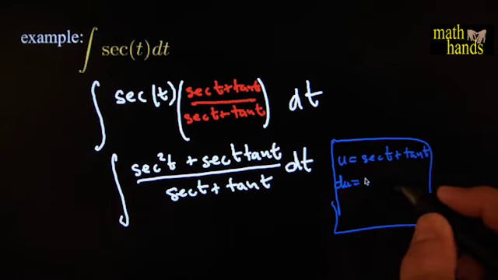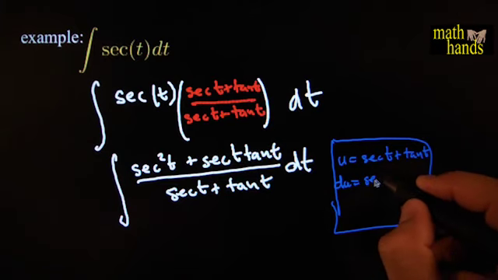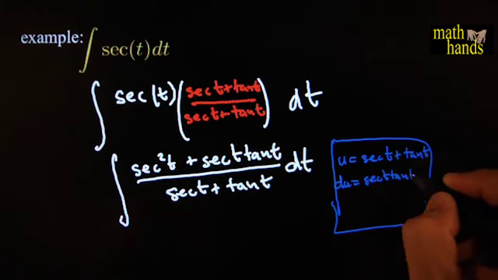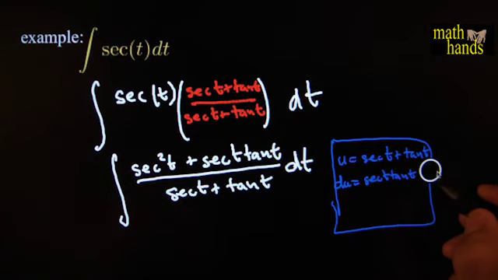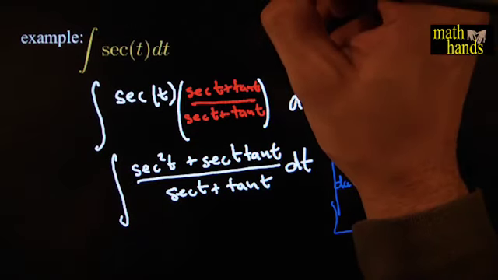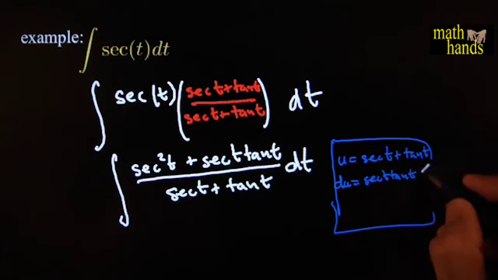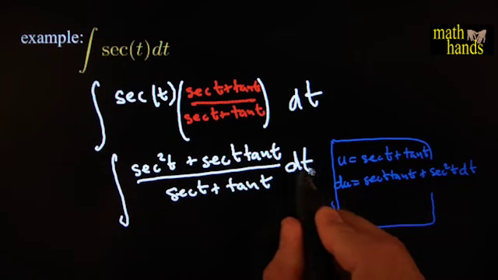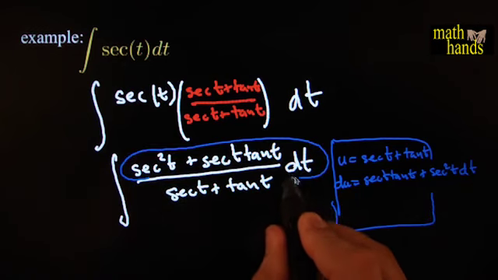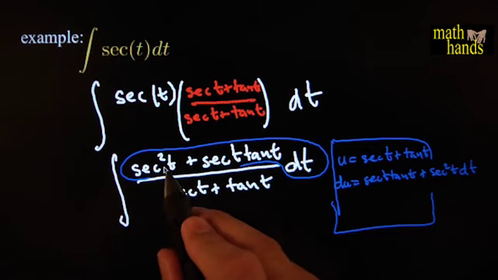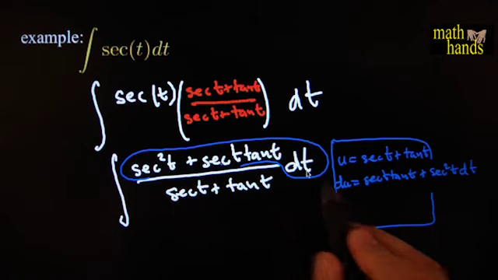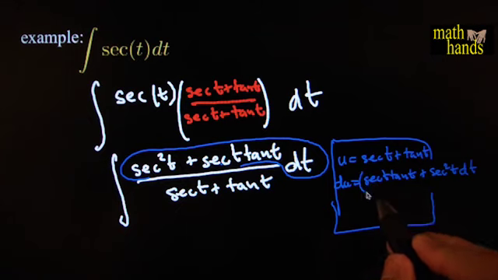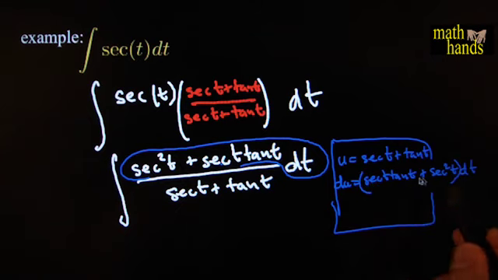And then du would be equal to, the derivative of secant is secant tangent, and the derivative of tangent is secant squared t dt. And lo and behold, that's exactly what we have on the numerator. Look at this. What is that on the numerator? That's secant squared plus secant tangent t dt. It's exactly the same thing.